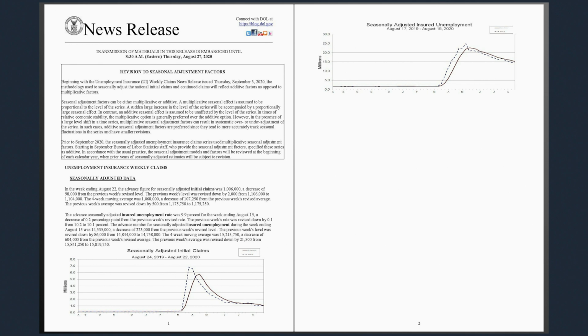1,175,250. The advanced seasonally adjusted insured unemployment rate was 9.9% for the week ending August 15, a decrease of 0.2 percentage point from the previous week's revised rate. The previous week's rate was revised down by 0.1 from 10.2 to 10.1%.